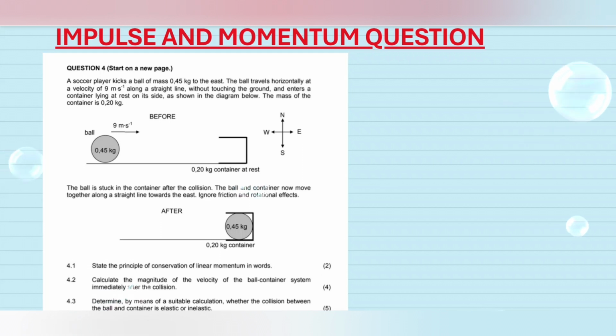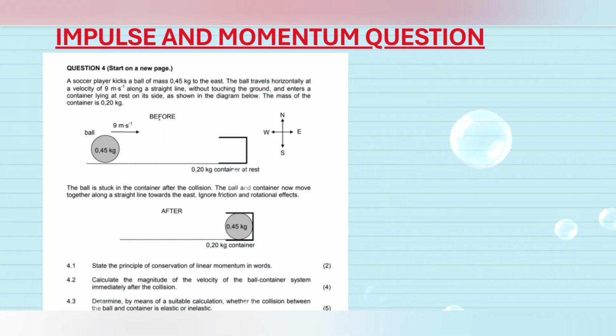Given an impulse and momentum question. The question reads: a soccer player kicks a ball of mass 0.45 kg to the east. The ball travels horizontally at a velocity of 9 meters per second along a straight line without touching the ground and enters a container lying at rest on its side, as shown in the diagram below. The mass of the container is 0.20 kilograms.